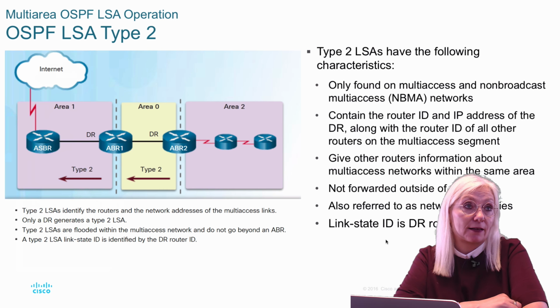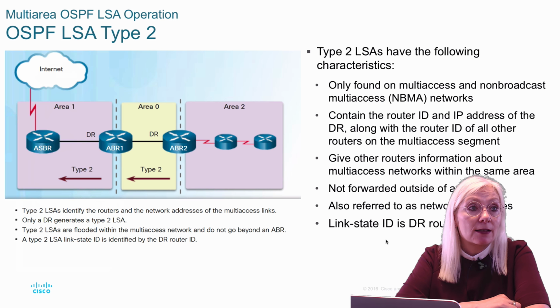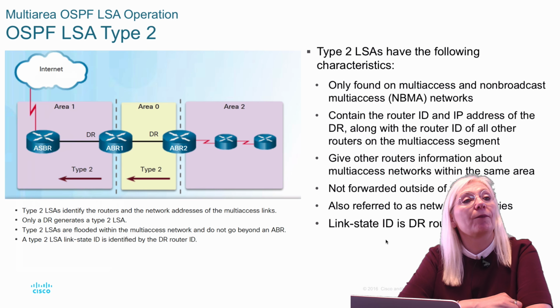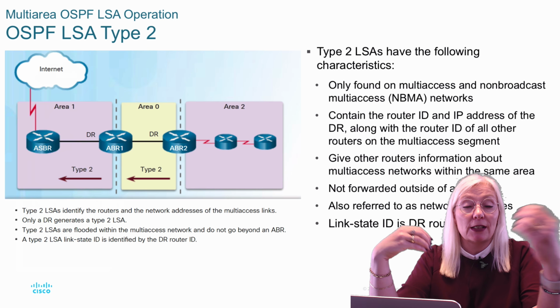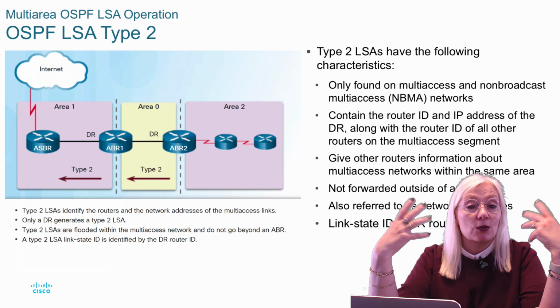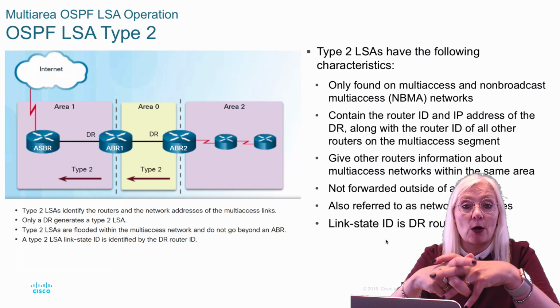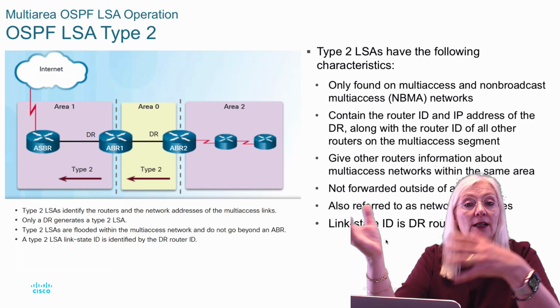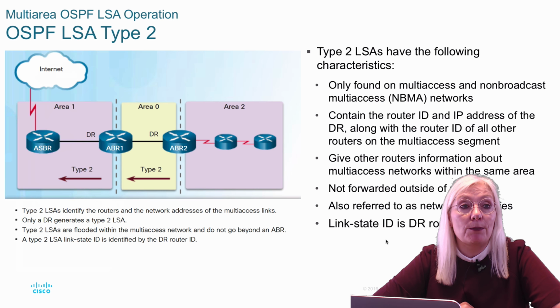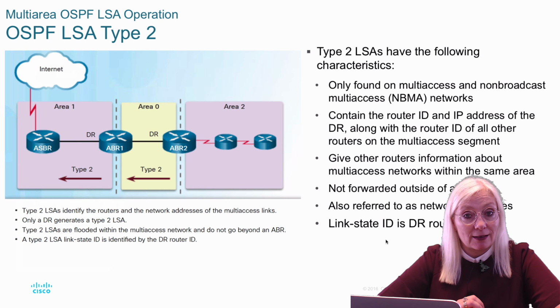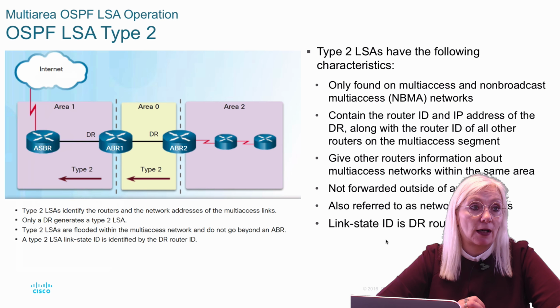Then we have the type 2 LSAs that are identified for the routers and the network addresses of the multi-access links. Because when we have multi-access links, that's typically when we have more routers connected to a Fast Ethernet. And then we saw also when we talked about single area OSPF, to avoid having all this flooding of LSAs, one of them is elected the DR, and we can have another one who is the BDR. So only the DR, the designated router, generates a type 2 LSA.